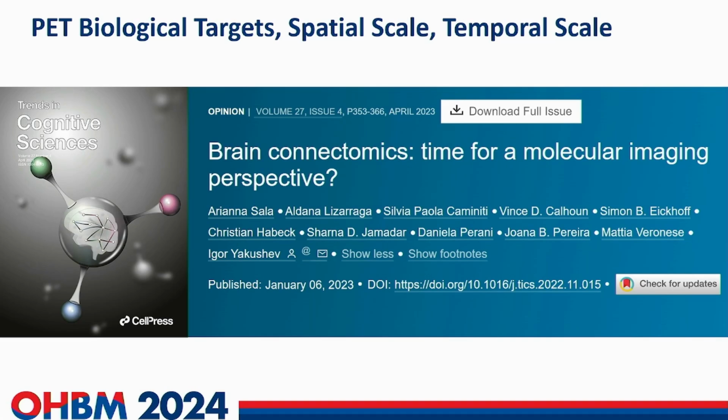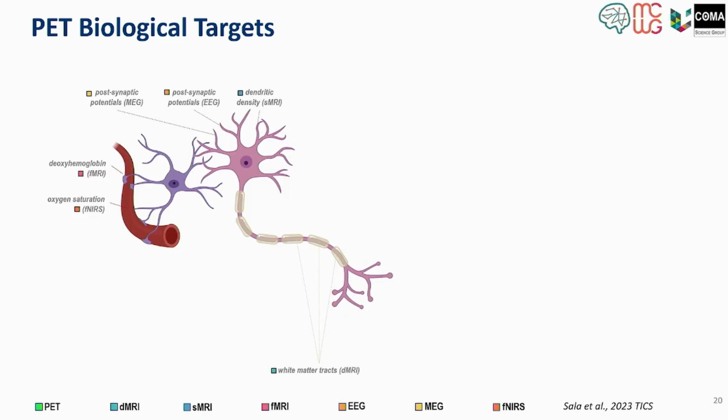Now, I will speak a bit about the biological targets, spatial and temporal scale of PET. Most of the images I will show are from this paper, so if you want to take a look in more detail, you can just download it. In terms of biological targets, this is what we can measure with the other techniques. With fMRI and fNIRS, we are at the level of blood vessels. With MEG and EEG, we measure something that happens at the postsynaptic level. And with structural MRI, we are again at the postsynaptic or white matter level.